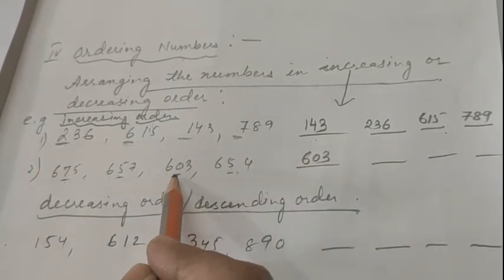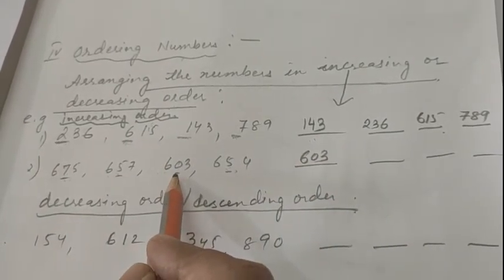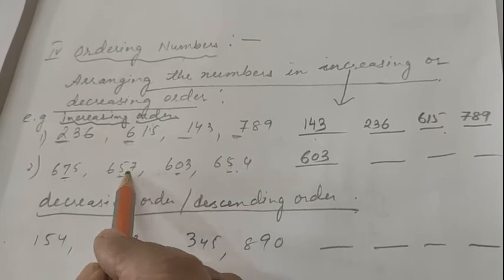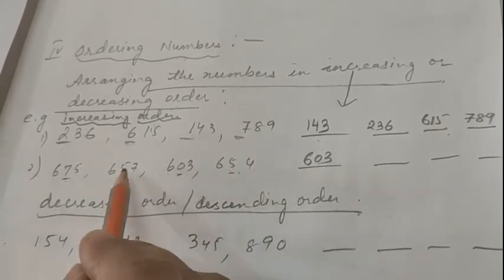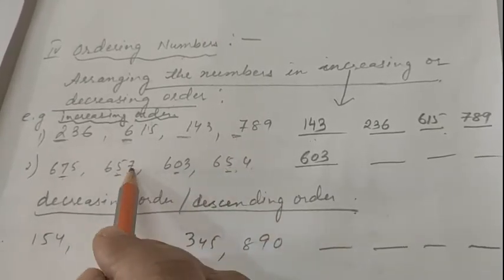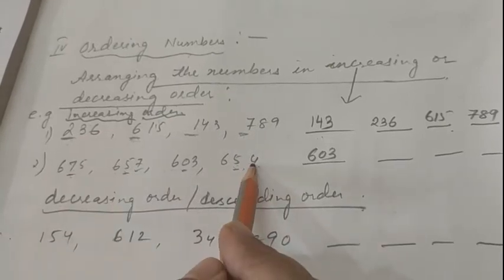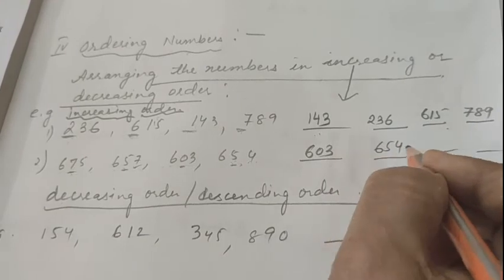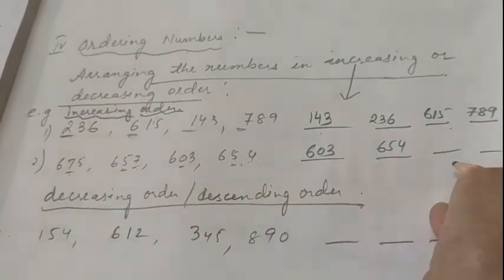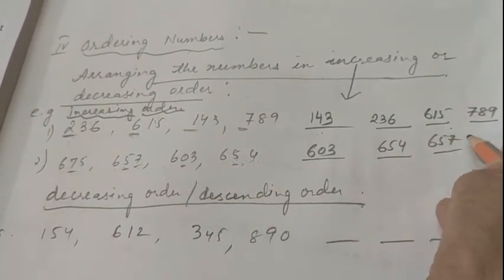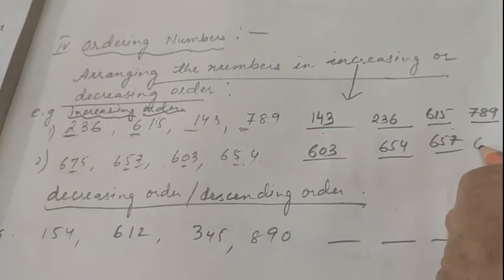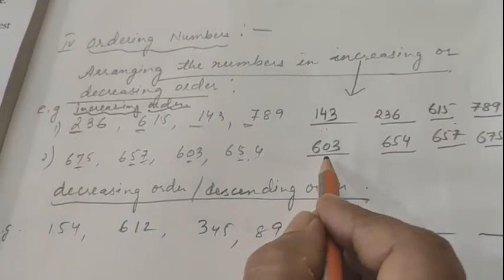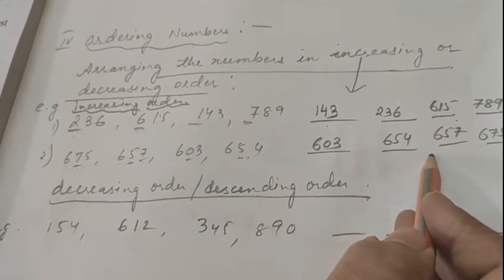Next, after 0, what number will come? Here again, you see that 57 and 54 is there. So we have to go for ones. 7 is big or 4 is big? So 4 is the lesser. Next is 654. Next what number will come? 657. Next what will come? 675. So we are going from small to big. That is called increasing order.